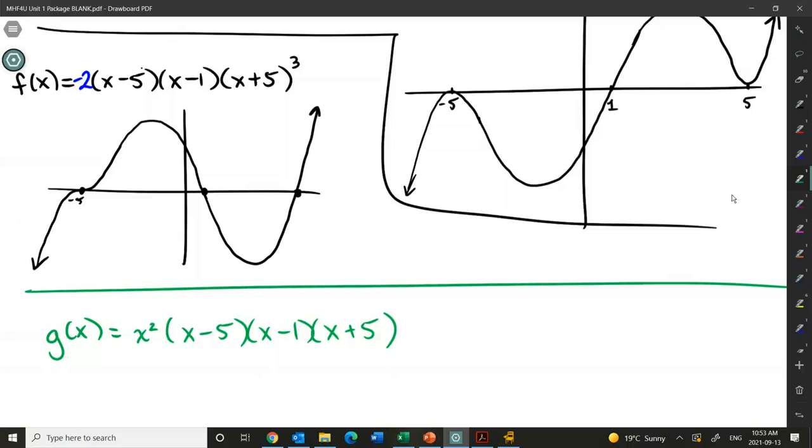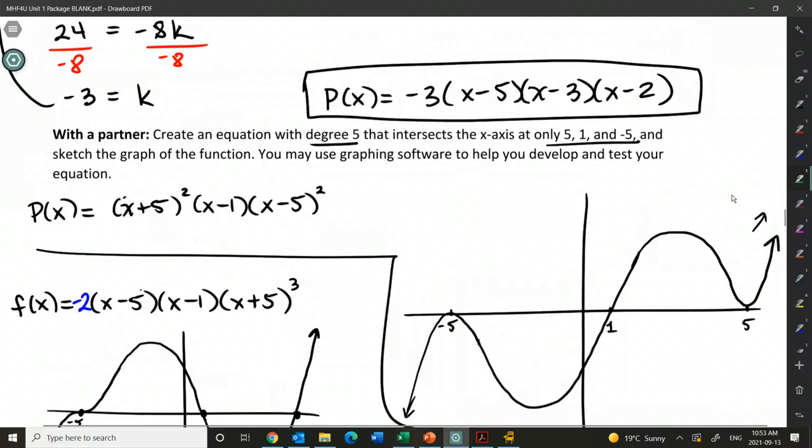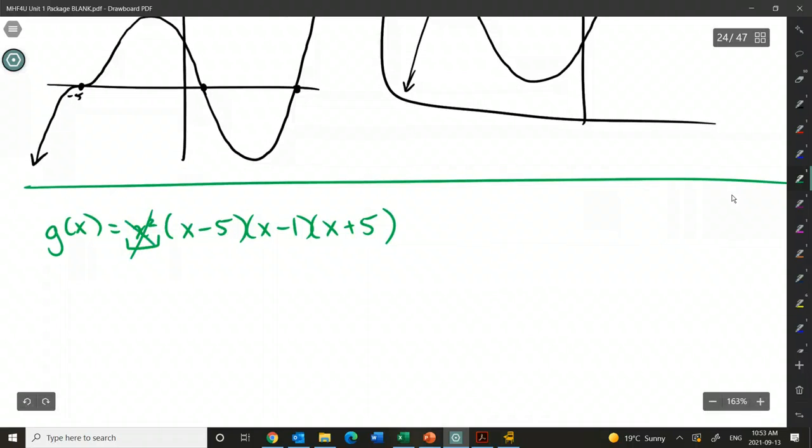Bella? Okay, so this produces an x-intercept at 0, 0. The question says I only get to cross the x-axis at these 3 values. So I can't have an extra x out here. I only can have 3 x's. That's a good point. So instead, we must have these 3 brackets. We cannot have any additional x's. But I could have any combination of exponents on these that add to 5.